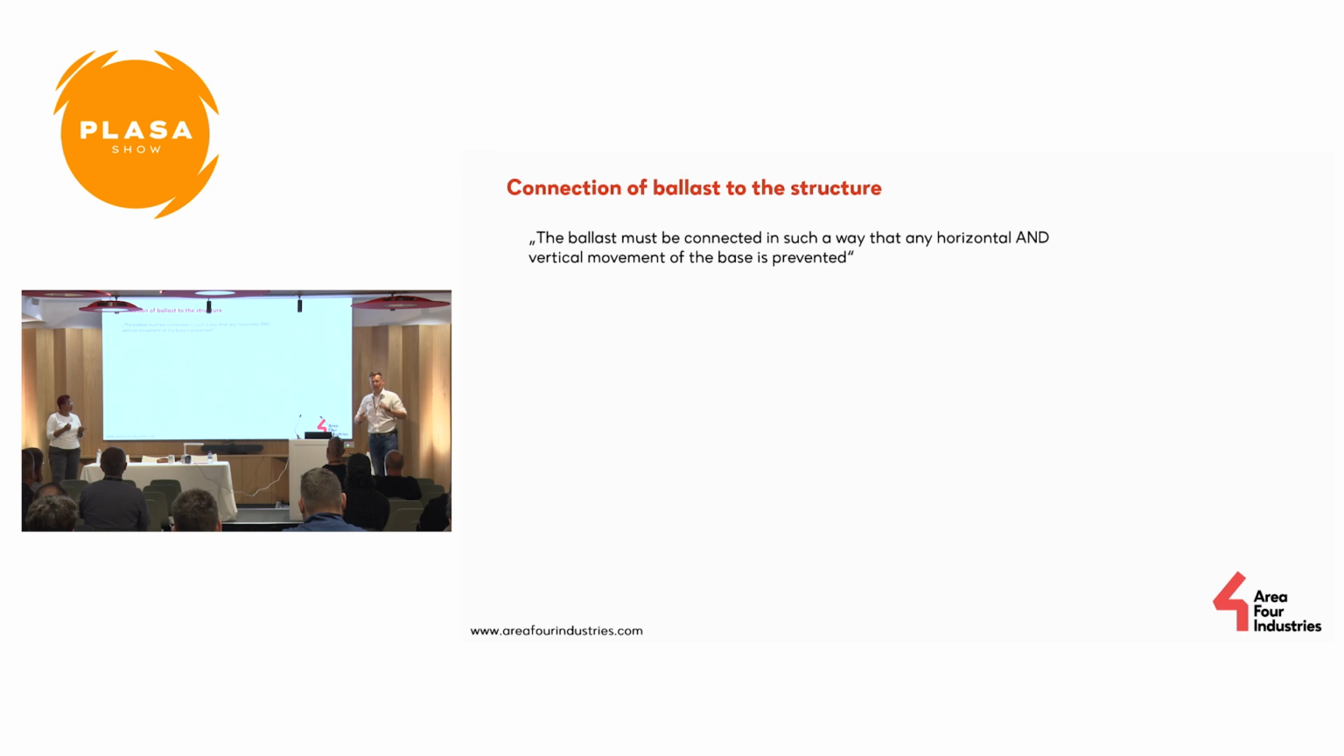Okay, then now we come to the tricky point. How to connect the ballast to the roof. And about this we can discuss hours and hours, what is good, what is not good. But you have to remember the rule always that the ballast must be connected in such a way that any horizontal and vertical movement of the base is prevented. That's the basic rule. It must be connected correctly so that the base doesn't move anymore. That's it. How this can look like is, of course, tricky.